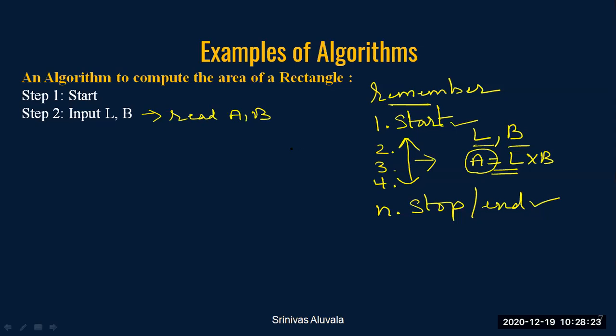You need to understand what is A, what is B. A is length, B is breadth. Or read L comma B to make it more sensible. What is L comma B? L is length, B is breadth.